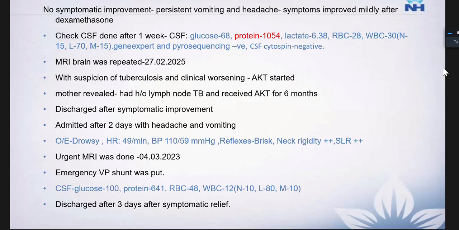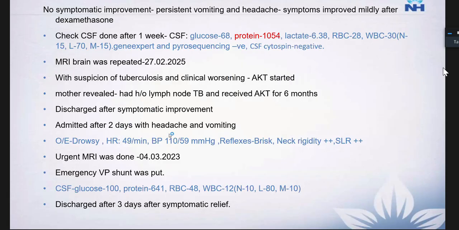During the CSF investigation, the GeneXpert, pyrosequencing, cytology, everything was negative. It was even checked for malignant cells, but that was negative. And MRI brain was repeated. Considering basal exudates and all, TB was thought of, because sometimes TB may not be picked up on CSF. So AKT was started. The mother also had a past history of TB, for which she had taken AKT. Based on all this, TB treatment was started, and the patient was discharged after symptomatic improvement.